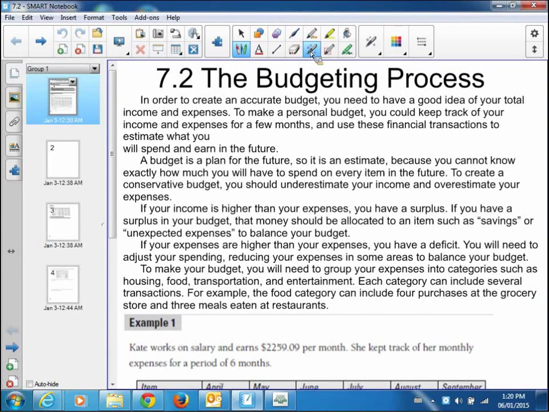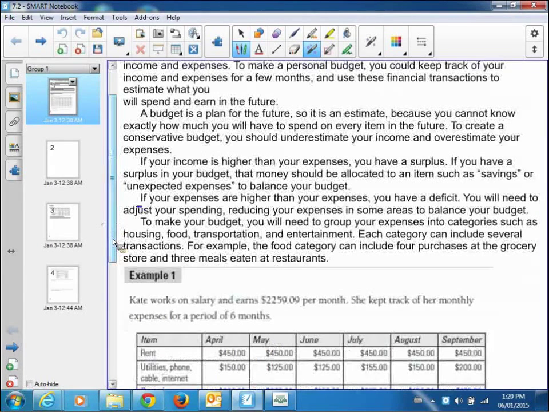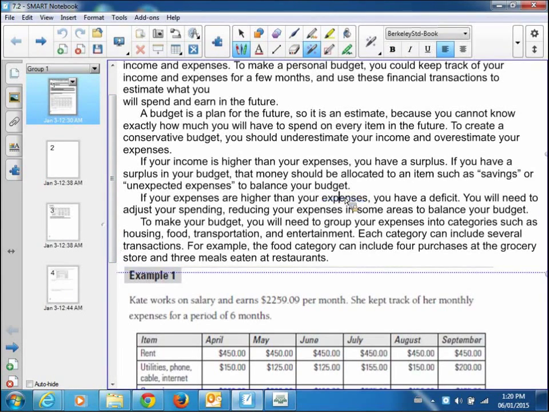If your expenses are higher than your income, then you have a deficit. I said that kind of backwards, I used the same word twice. You'll need to adjust your spending. I'm going to just type that in there right now. You guys have the mistake. You'll need to adjust your spending, okay, and reduce expenses in some areas to balance your budget.